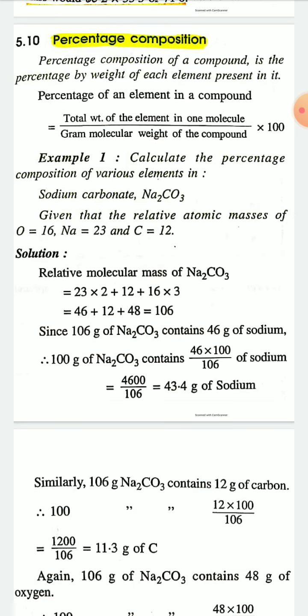Percentage composition of a compound is the percentage by weight of each element present in it. So percentage of an element in a compound is equal to total weight of the element in one molecule divided by gram molecular weight of the compound into 100.